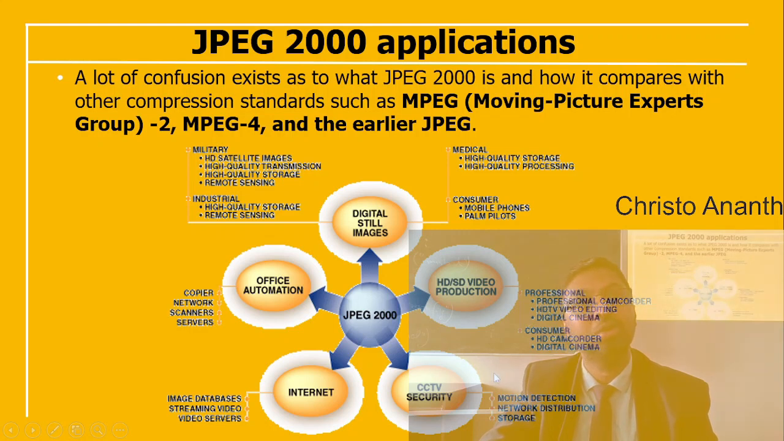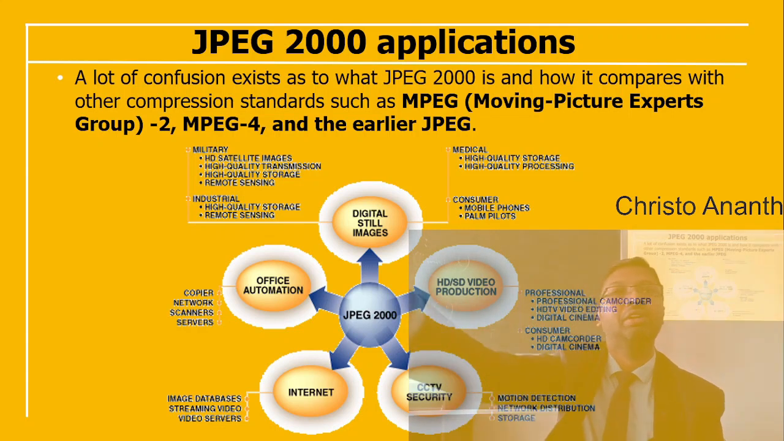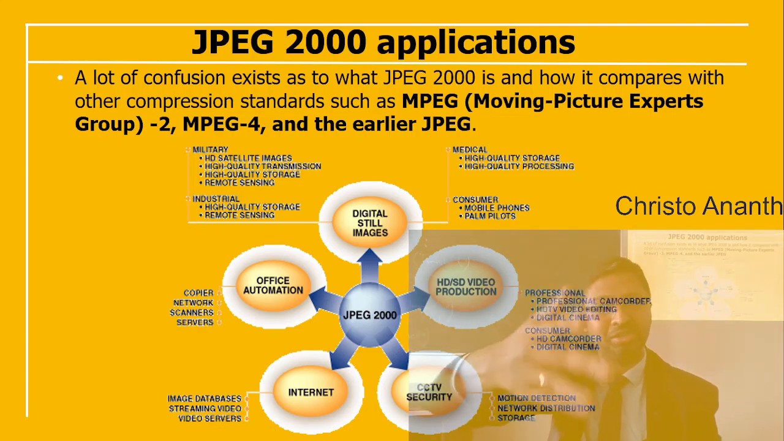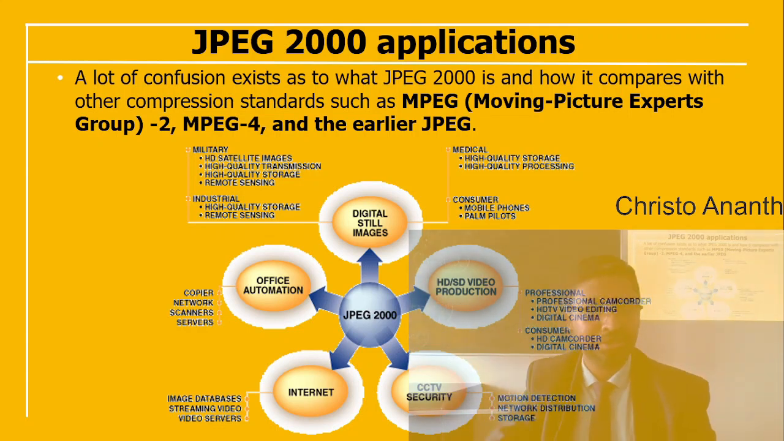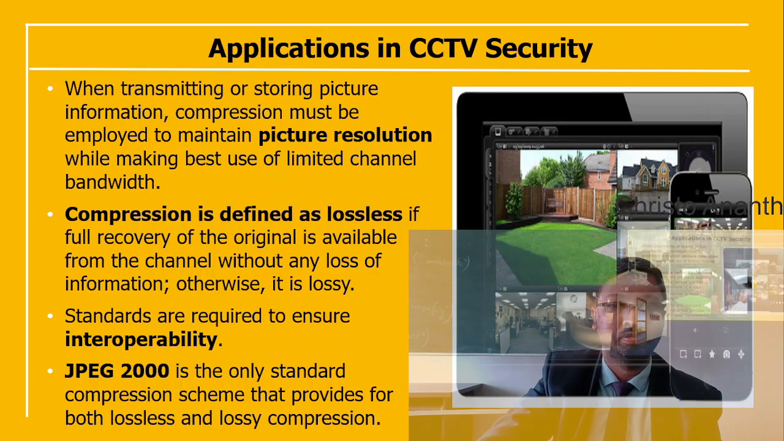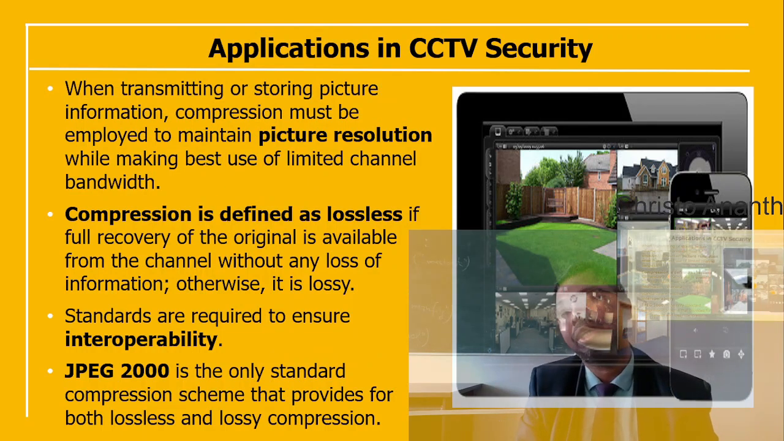CCTV security for motion detection, to detect the motion. Network distribution and storage, you can use them. For internet, for larger image databases, streaming video, for example a football match you are watching, you can use them. Video servers, you can use them. Office automation for copiers, network scanners, and servers, you can use them.